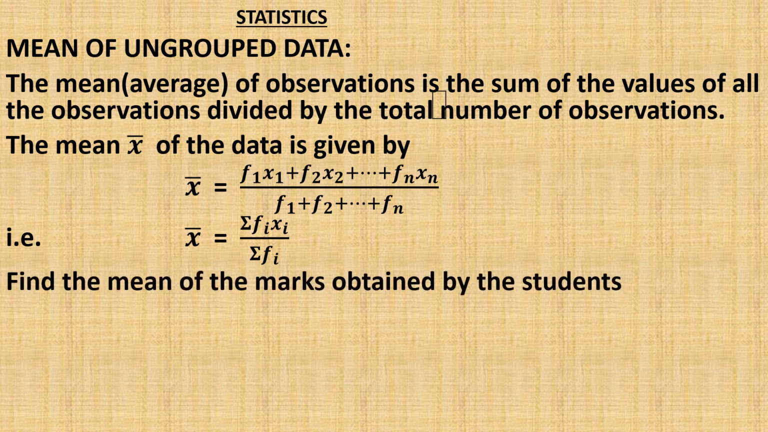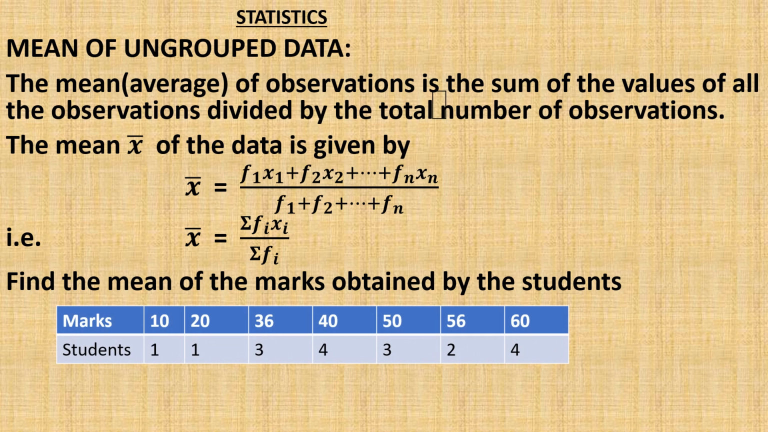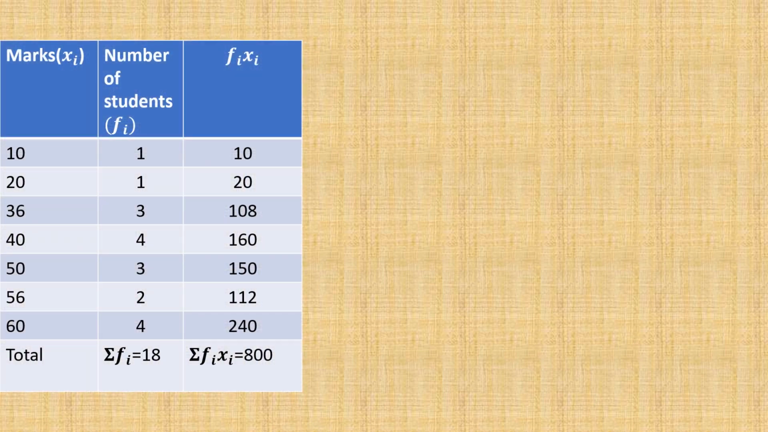The mean of the marks obtained by the students. See, 10 marks were got by one student, 20 marks by one student, 36 marks by three students, like this. For this we have to find the mean. You may have the doubt about what is x and what is f, what are the observations and what is the frequency here. Here I am finding the mean of the marks, not the mean number of students. If you ask for the mean number of students, then I will take the number of students as observations. Since it is the mean of the marks, marks will be taken as observations and the number of students as frequency.